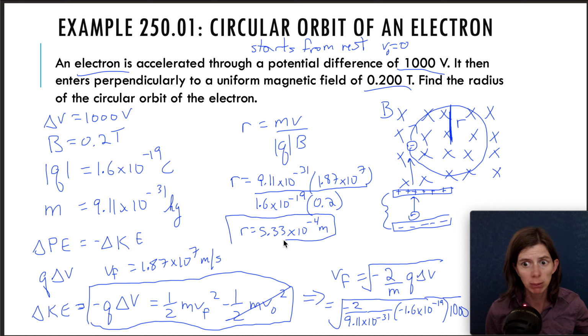I like this problem because it helps us review a little bit of the past, and this is how you can accelerate electrons or any charges, through a potential difference. They need to be moving before they can start moving in circular paths in these magnetic fields.